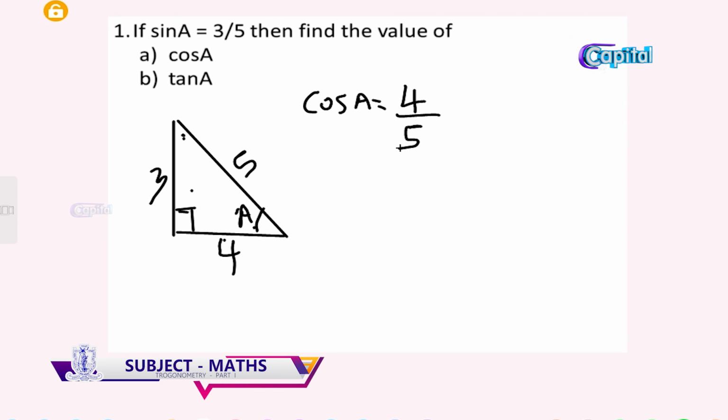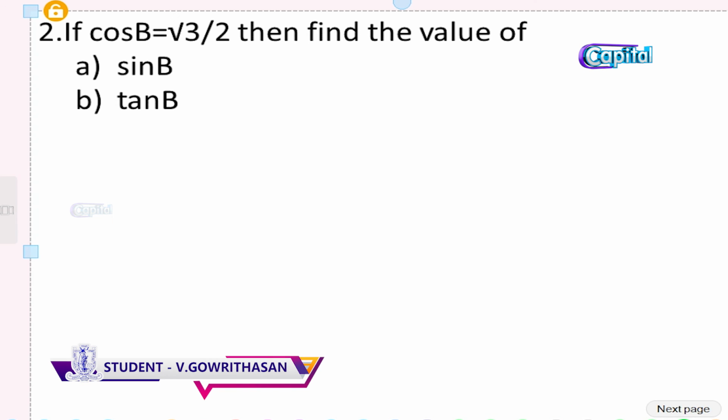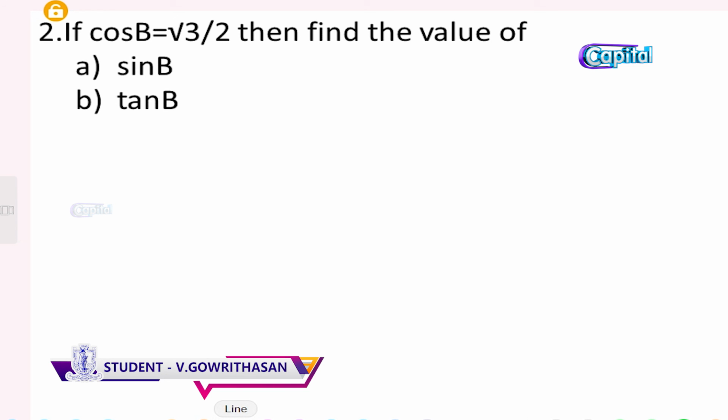Let us write tan A. Tan A is equal to opposite side by adjacent side, opposite side 3 and the adjacent side 4. Let us move to the next question. If cos B is equal to root 3 by 2, then find the value of, first, sin B, second, tan B. So, let us draw a rough diagram.